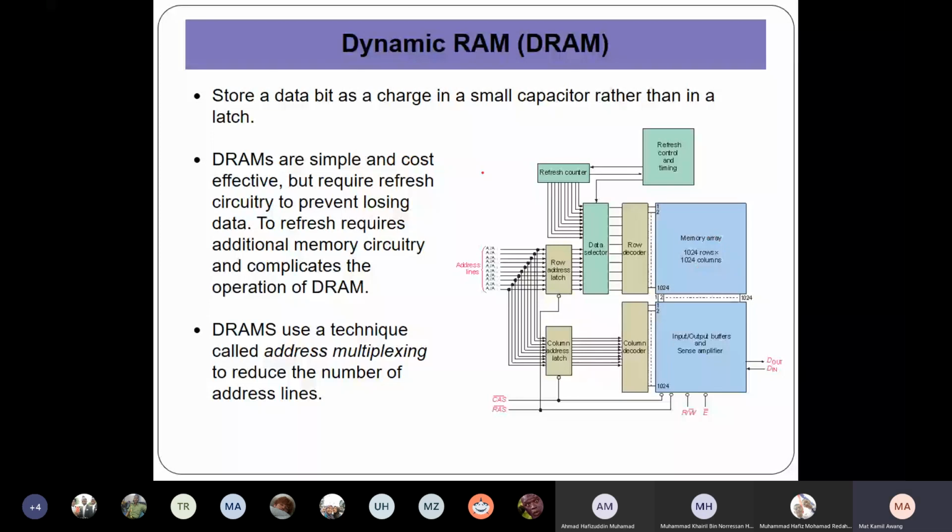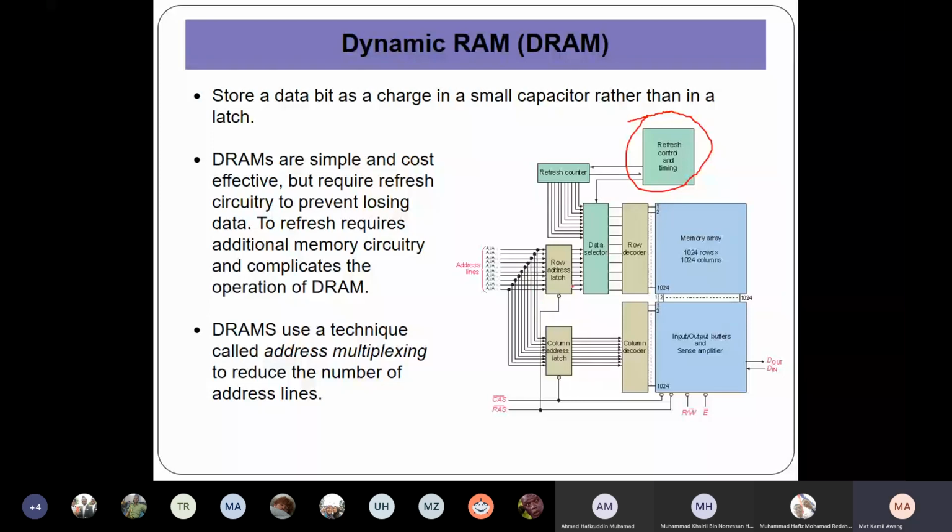Okay, DRAM is simple and cost-effective, but requires refresh circuitry to prevent loss of data. So we have to have additional circuitry so that the data here will not be lost. To refresh requires additional memory circuitry and complicates the operation of DRAM. DRAM uses a technique, address multiplexing, to reduce the number of address lines. So this address line, you have a multiplexing.